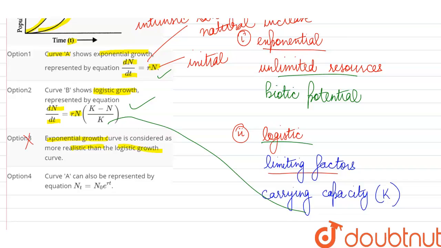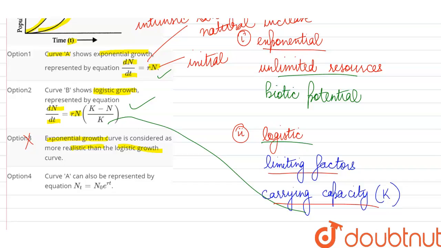Why? Because in exponential growth we have unlimited resources. So this is not realistic. In every habitat there is going to be limited food, shelter, space for all the organisms. So the logistic growth model is more realistic, because over here there is some maximum carrying capacity beyond which the population cannot be sustained. And in reality also, resources are limited in any habitat. So logistic growth is more realistic, and this statement is incorrect.